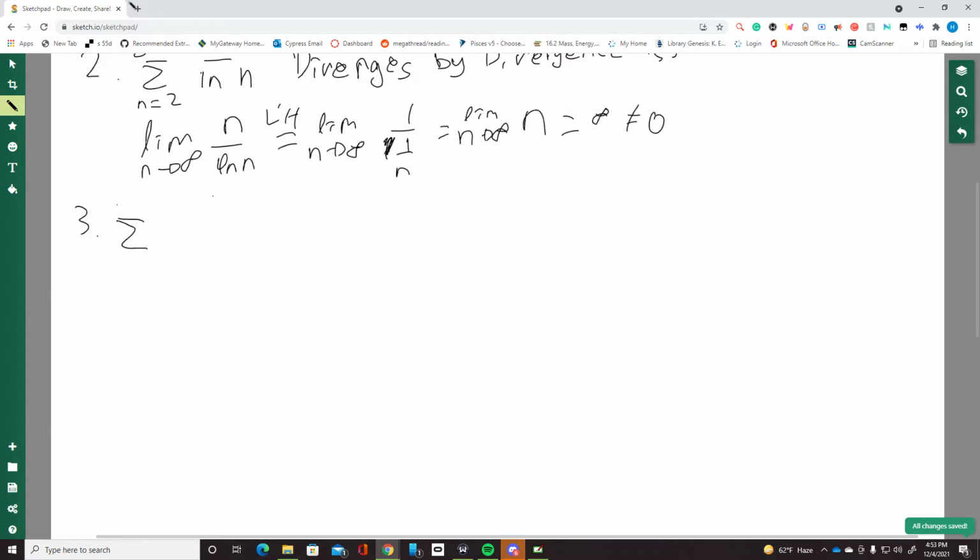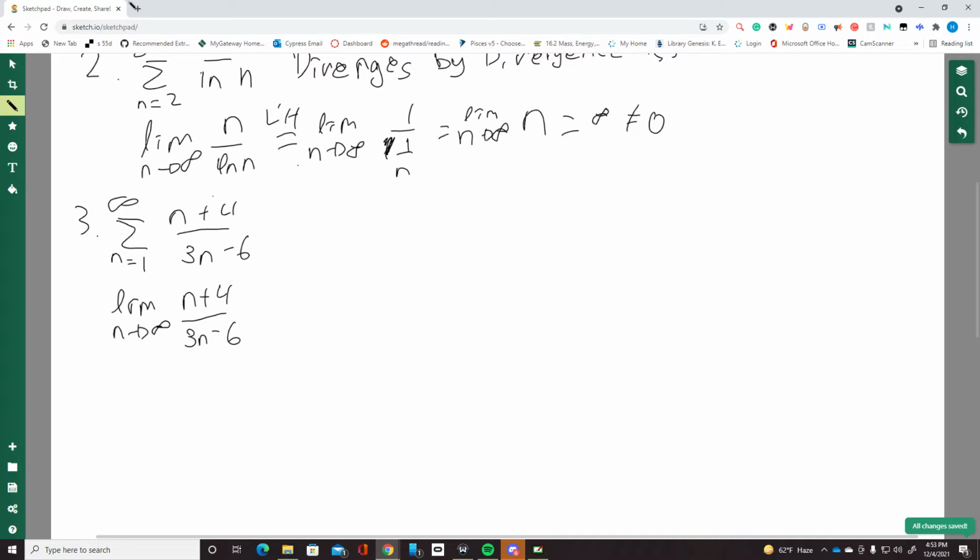For the third question, we will have the series from n equals 1 to infinity of (n plus 4) over (3n minus 6). Again, there are many ways to do this, but the first thing we should try to check is to use the divergence test. To do it, we take the limit again of the expression, which is (n plus 1) over (3n minus 6).